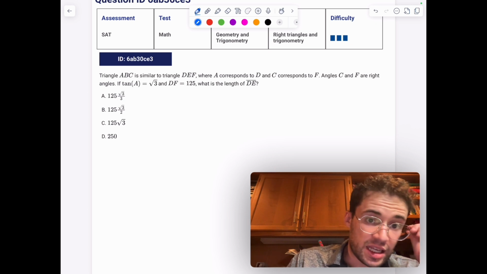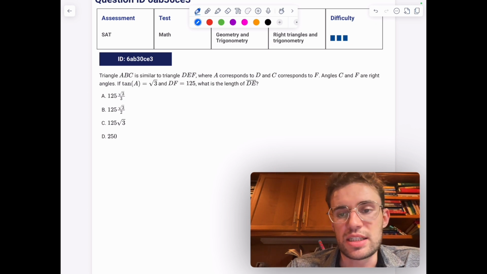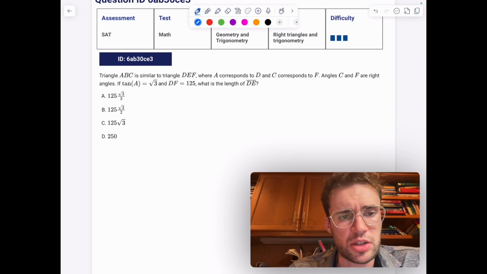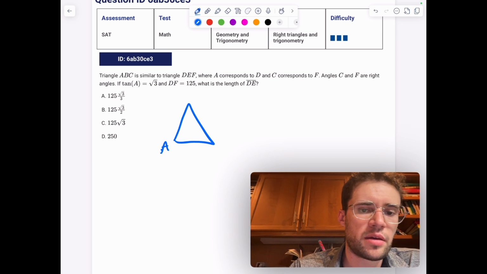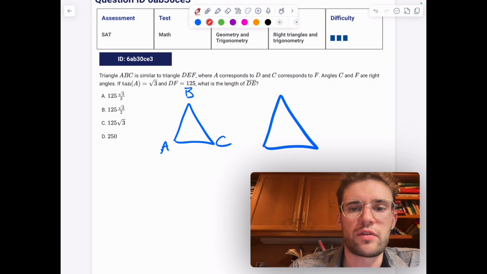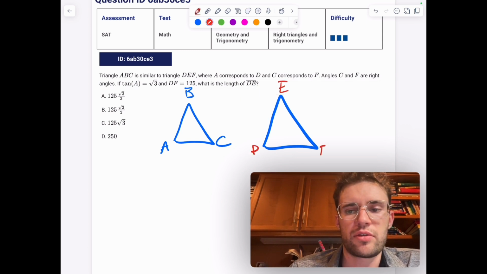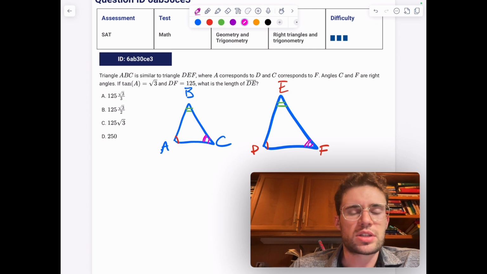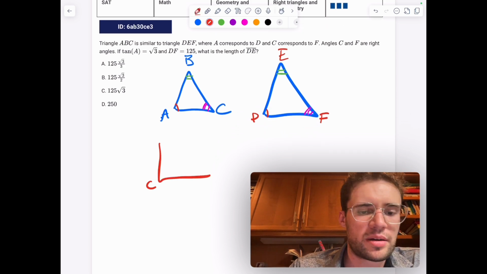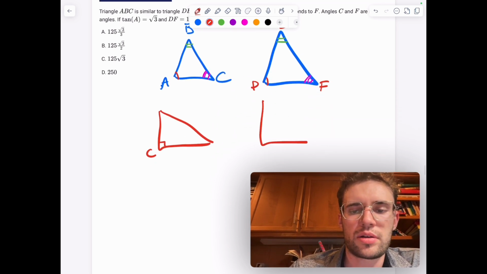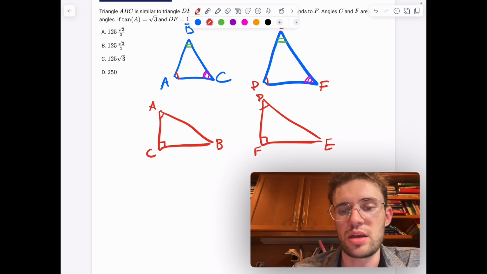All right, triangle ABC is similar to triangle DEF, where A corresponds to D, C corresponds to F. Did it tell us which one's the... Oh, it doesn't even say the right angle or right triangles. Not even going to draw them as a right triangle. A, B, C. Copy the triangle. Might be a scaled up or scaled down version. We don't know yet. They give more information in a second. This would be D, E, F. So A is the same as D, B is the same as E, and C is the same as F. Angles C and F are right angles. Oh, I should have just read a little bit further. It does make sense since the question topic is right triangles. So C is a right angle, and F is a right angle. A corresponds to D, and B corresponds to E.